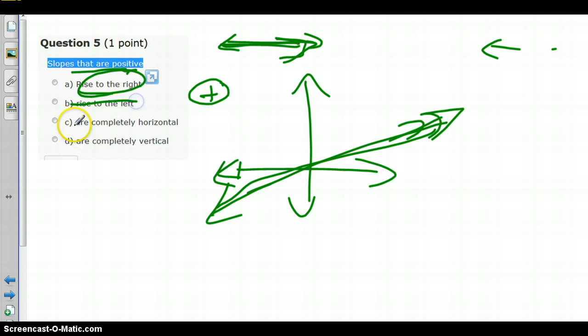It doesn't rise to the left, horizontal and vertical. That'd be negative. Horizontal has 0 slope. Vertical has undefined slope. Let's move on.